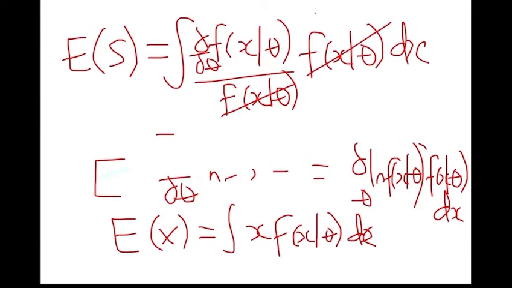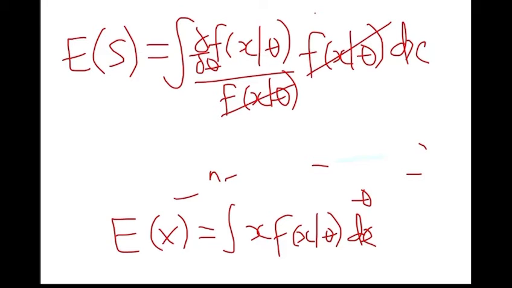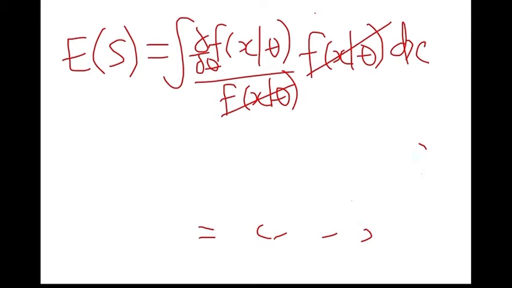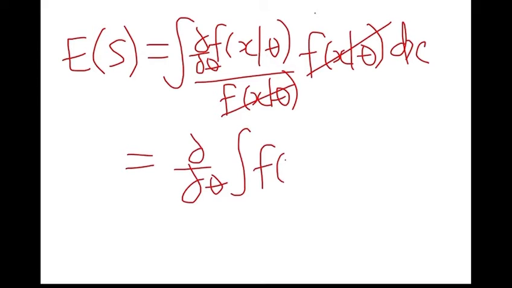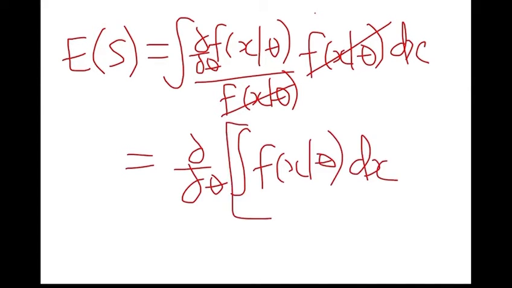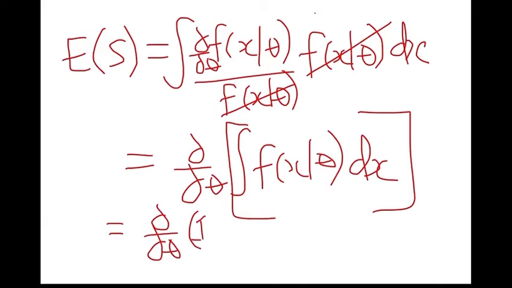So when that cancels that, what are you going to be left with? You're going to bring the derivative out, and you have the integral of f of s given theta dx. So what is the total area under a curve? It's going to be one, right? The integral of a valid probability distribution is going to be one. So I'm going to have d/d theta of one. And when I differentiate that, it's going to be zero.